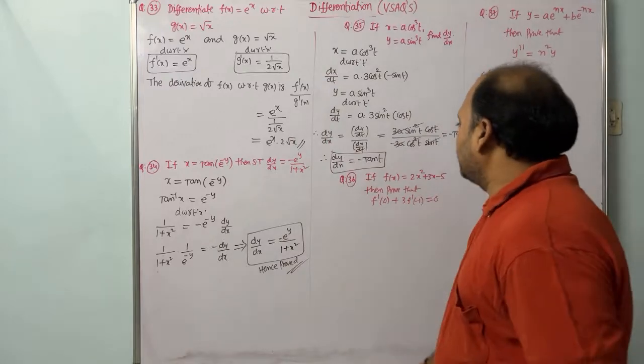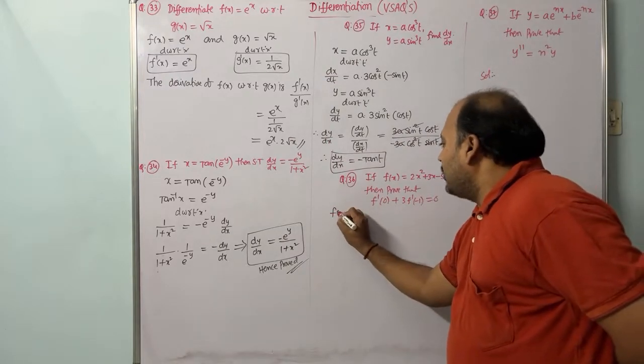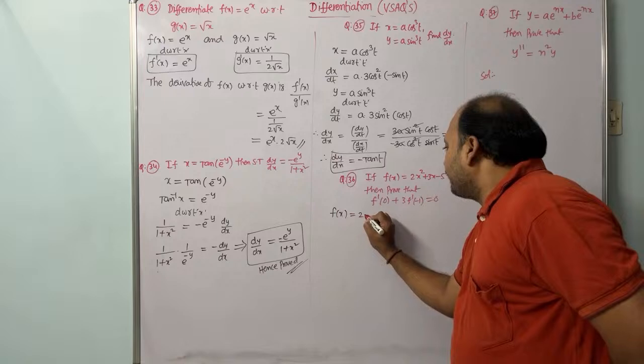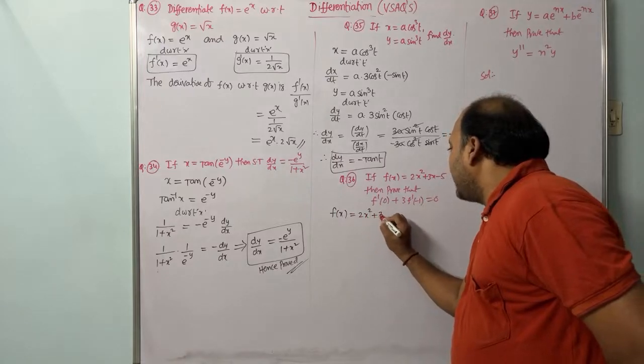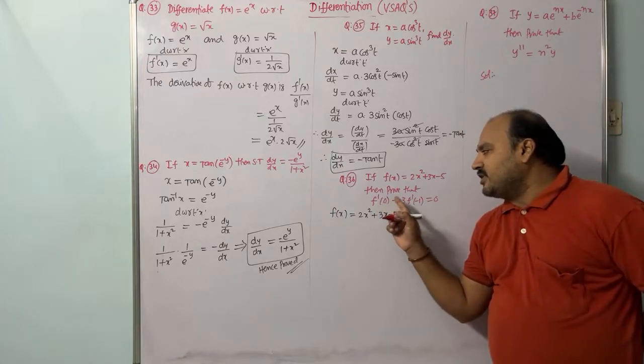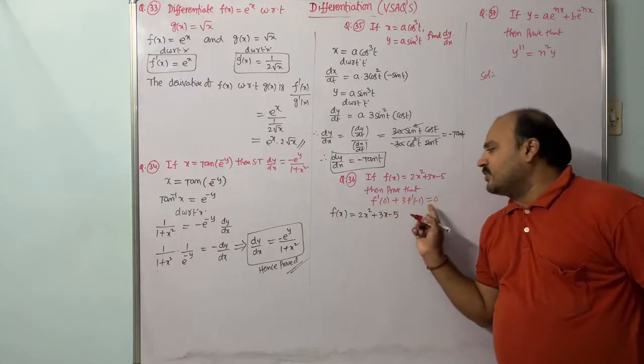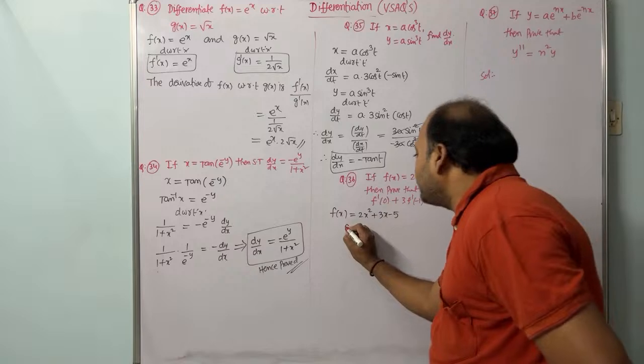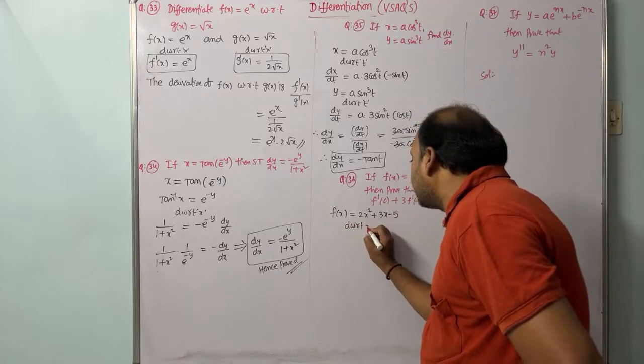We'll move on to the next question. Here f of x is given: f of x equal to 2x square plus 3x minus 5. They are asking to prove f dash of 0 plus 3 into f dash of minus 1 equal to 0. So differentiate with respect to x.